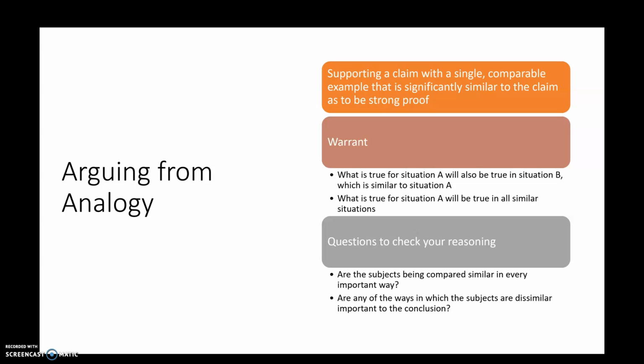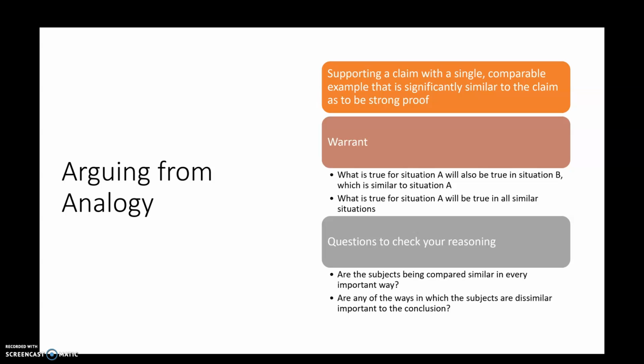So the example in the book is, suppose that you want to argue that the Cherry Fork Volunteer Fire Department should conduct a raffle to raise money for 3 portable defibrillator units, which is your claim. You could support the claim with an analogy to a single comparable example like this. The Jefferson City Fire Department, which is very similar to that of Cherry Fork, conducted a raffle and raised enough money to purchase 4 units. So your argument is that if they could do it, we can too. And thus it is a feasible option. So the warrant here is what is true for situation A will also be true for situation B, which is similar to situation A.